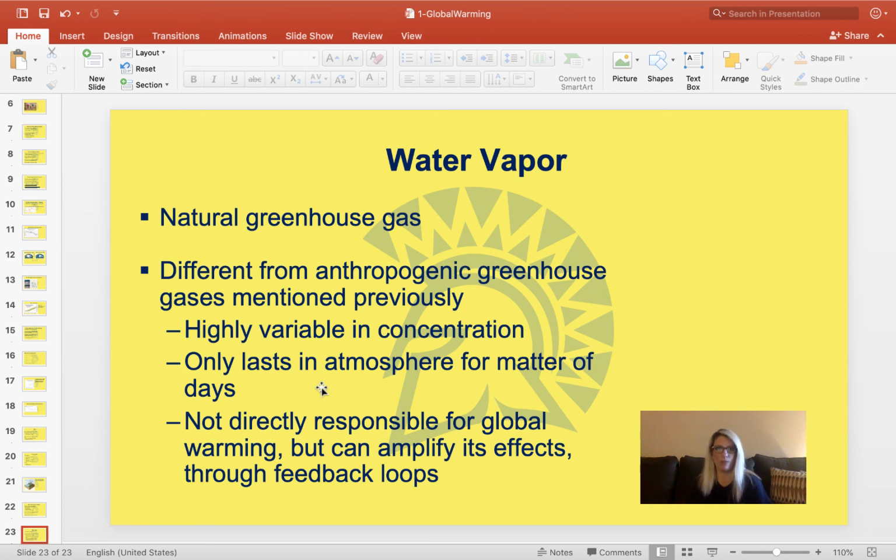They're also well mixed. But another greenhouse gas is going to be water vapor. Water vapor is actually very variable. There's places like down in the rainforest where there's a lot of water vapor contained in the air, where up at the poles there isn't as much at all. It only lasts in the atmosphere for a matter of days because, obviously, with the water cycle, it rains out. It's not directly responsible for global warming, but it can amplify its effects through feedback loops. And we'll go through feedback loops a little bit later in our semester. But it can affect it, but indirectly.